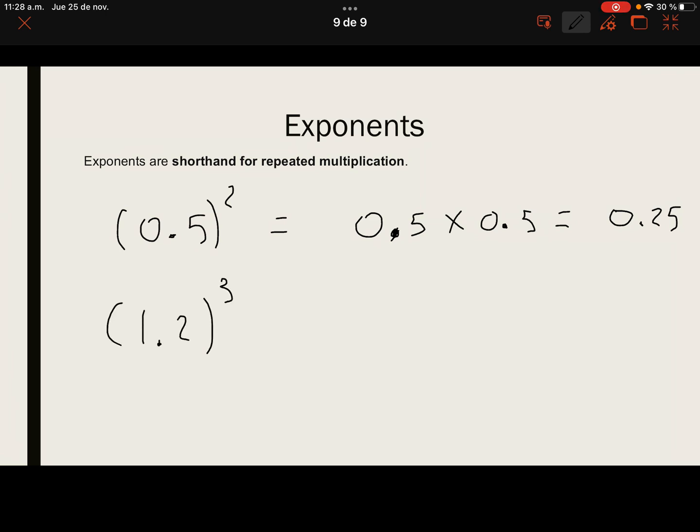Another example. 1.2 cubed, or to the power of 3, is equal to 1.2 times 1.2 times 1.2. Okay? If you solve the multiplication one by one, 1.2 times 1.2, and then the answer times 1.2, you can notice that the answer will be 1.728, or 1 and 728 thousandths.